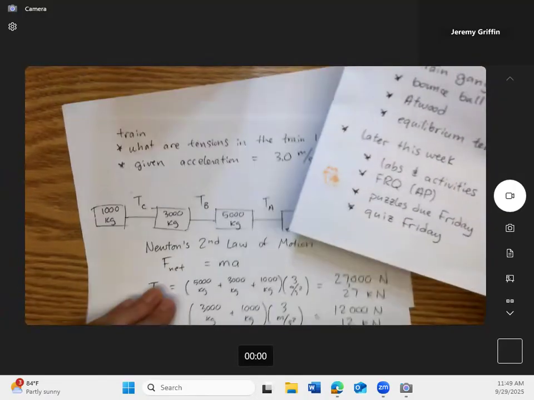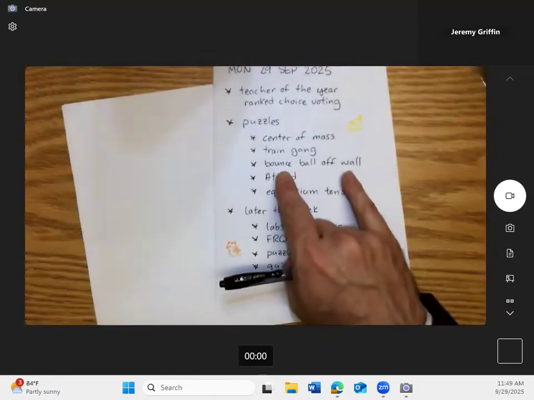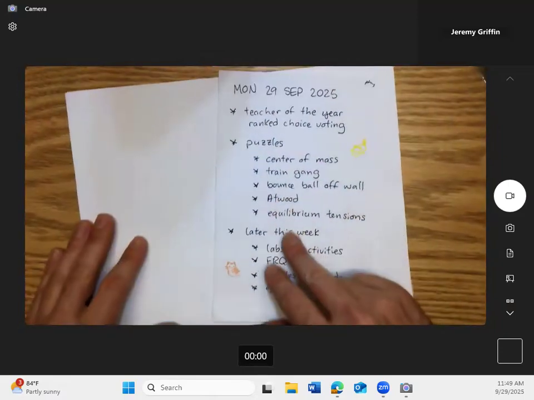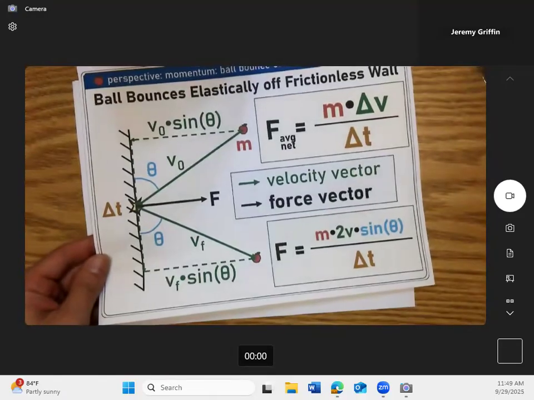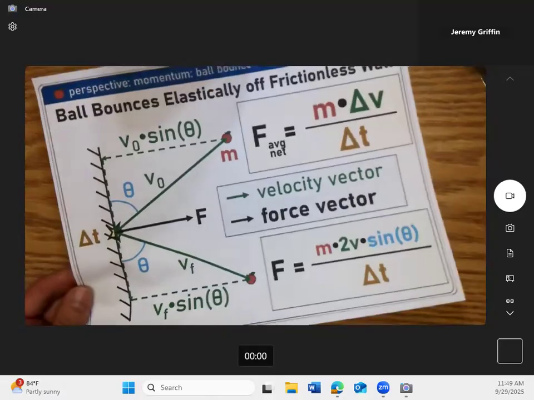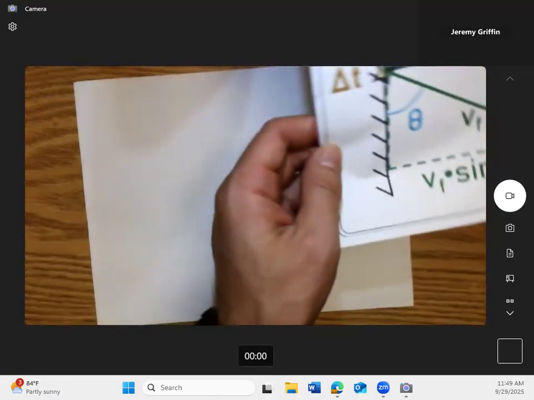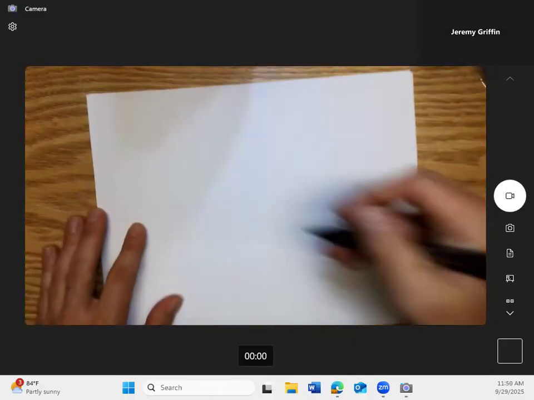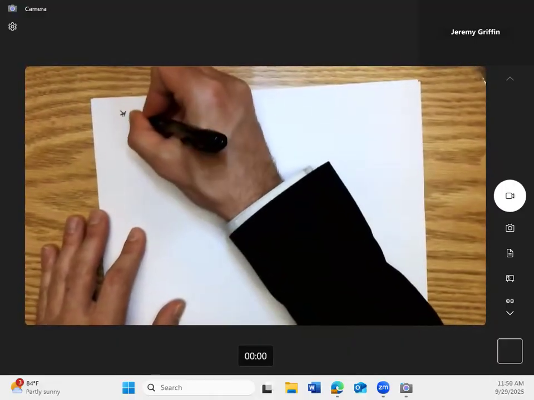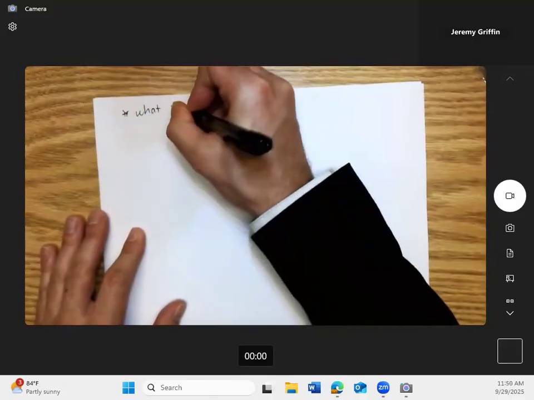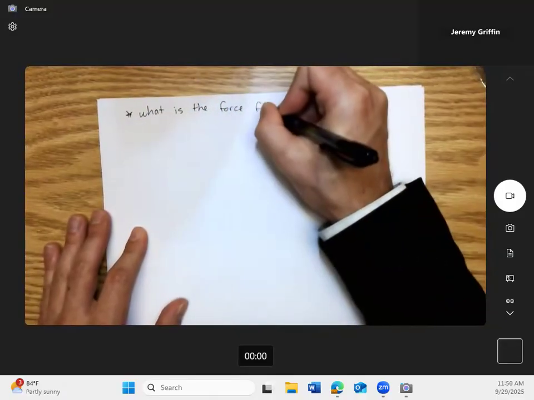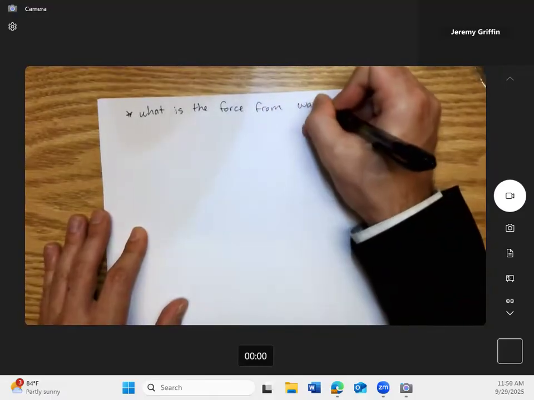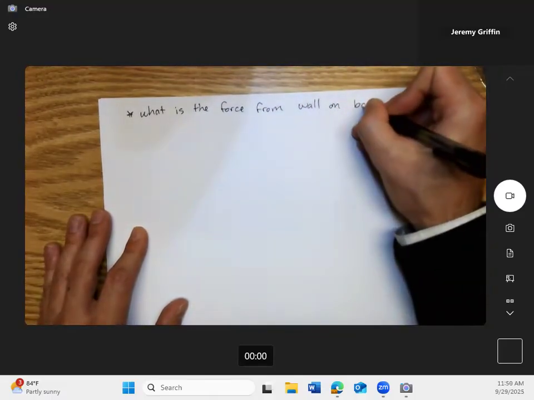Okay, so we're moving on to bounce a ball off a wall. Now my poster version shows a two-dimensional version of this, but I'm just going to simplify this to one dimension and then we'll work from there. So, what is the force from the wall on the ball?